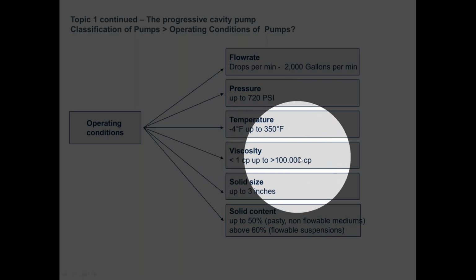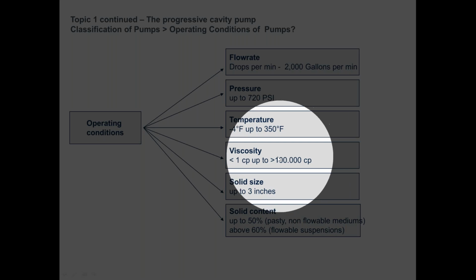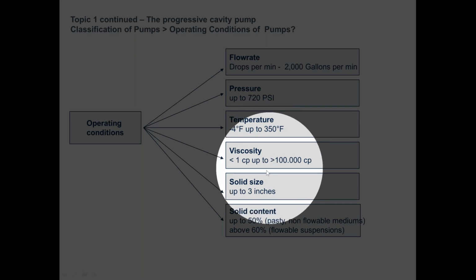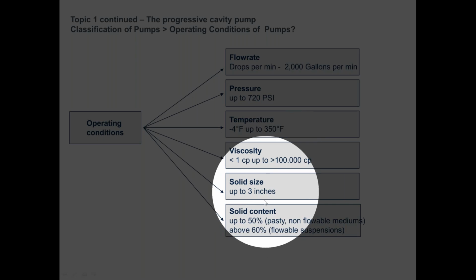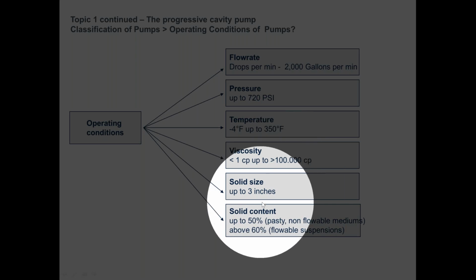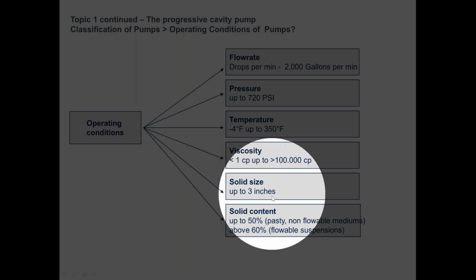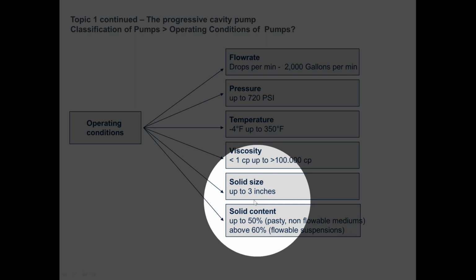Viscosity, we can go all the way up to about 2 million centipoise. 2 million centipoise is the highest that I've worked with for viscosity. When we talk about the environmental market, this is about 50% cake. Solid size up to 3 inches, although it really is about how you size the cavity size for your compression between the rotor and the stator. That cavity size has to be big enough to handle whatever you want to move through that pump.